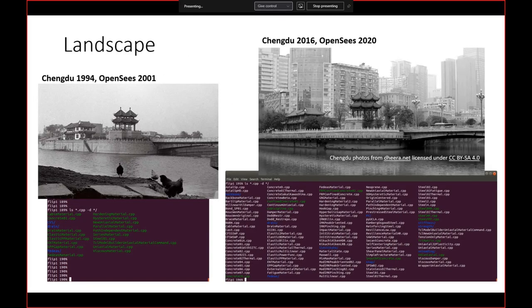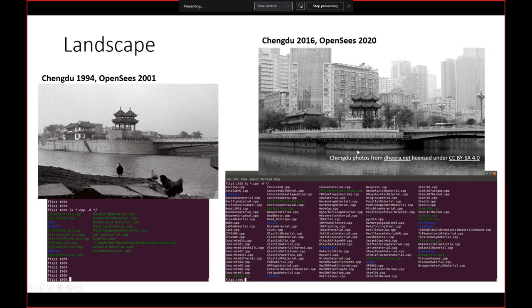In terms of what OpenSees looked like 20 years ago, we can just look at the uniaxial material directory, which is over here. There's maybe 12, 15 uniaxial materials. Concrete01, Steel01, that was all we had to work with back in 2001. And it kind of looked like this part of Chengdu in 1994: a couple buildings, not much on the skyline, a few chickens running around.